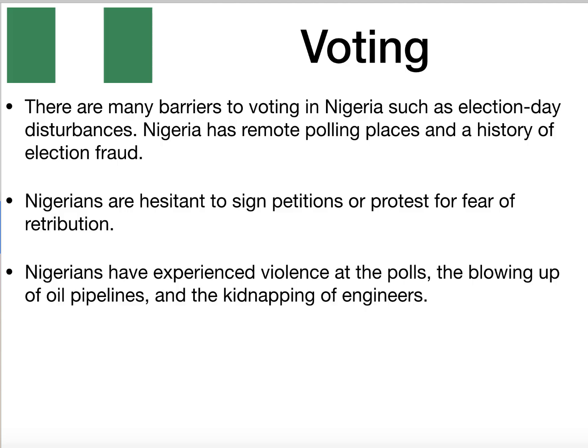As far as voting, there are many barriers to voting in Nigeria. They've had election day problems. Some of the polling places are extremely remote, and there's been a history of voter fraud. Nigerians are a little bit nervous about speaking up against this for fear of being retaliated against. There's been violence at the polls, and not just in voting, but they have oil pipelines that have been blown up, and they've even kidnapped engineers.